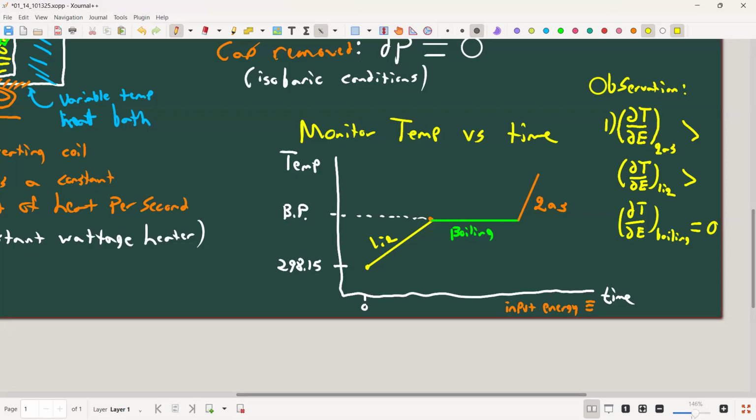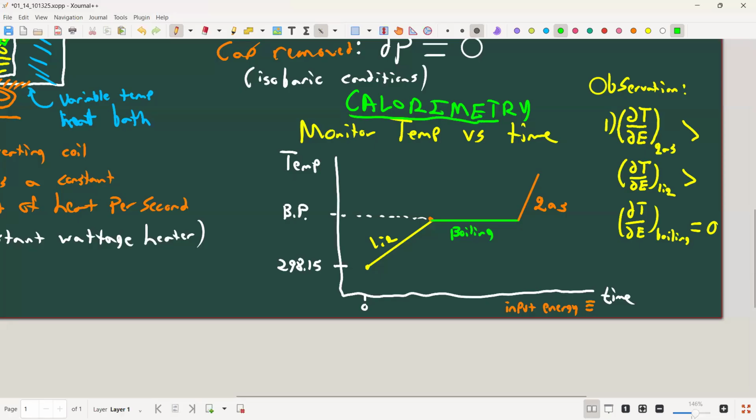All right, so this technique where we are looking at how the temperature changes as a function of time or some process that we're doing, in this case in terms of input energy from our heat, we have a term for this kind of technique. This is what's called calorimetry. Calorimetry, which is the measurement of temperature changes with heat.